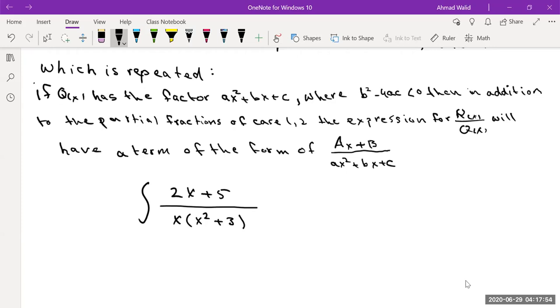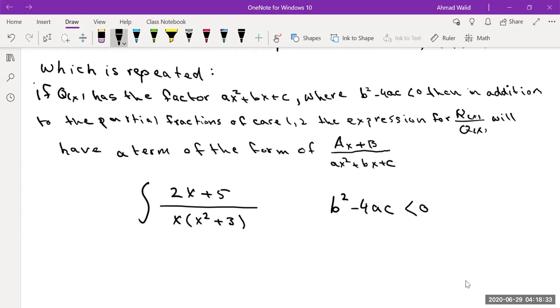Hopefully your professor in algebra class explained to you, when b squared minus 4ac, which we call a determinant, is less than 0, it means you cannot factor anymore. If you factor, your answer will be an imaginary number. Here, x squared plus 3, we cannot factor it anymore. You have one or maybe more irreducible quadratic factors.